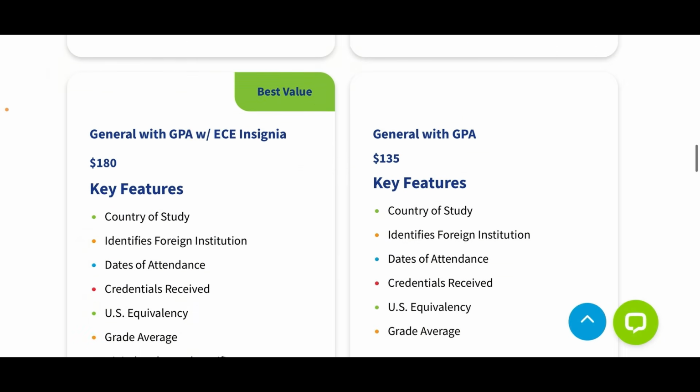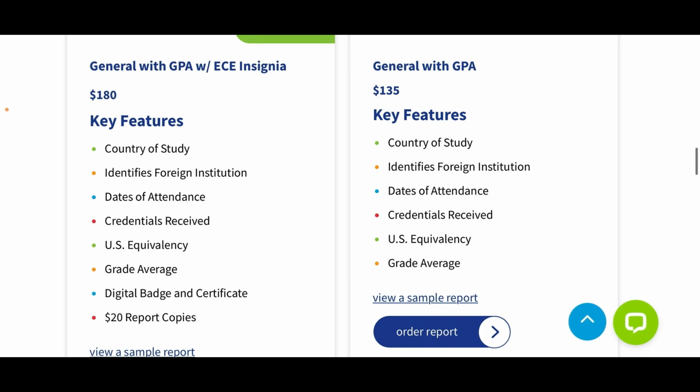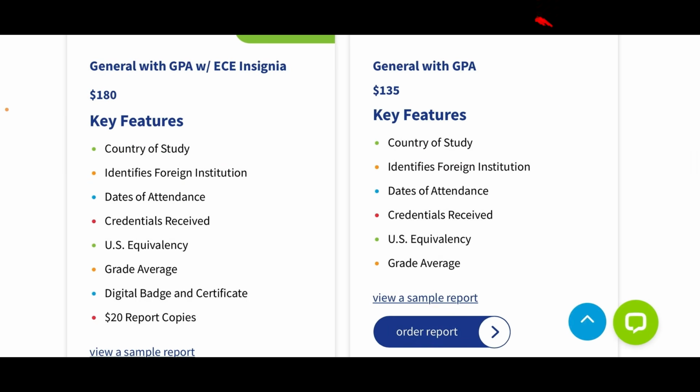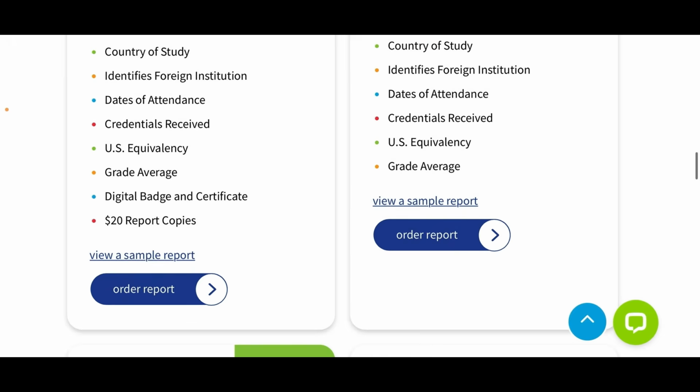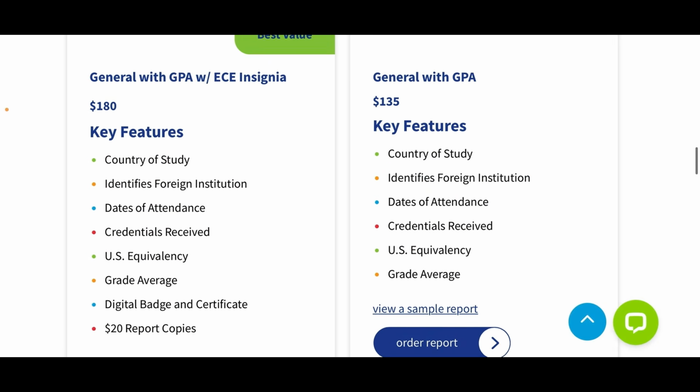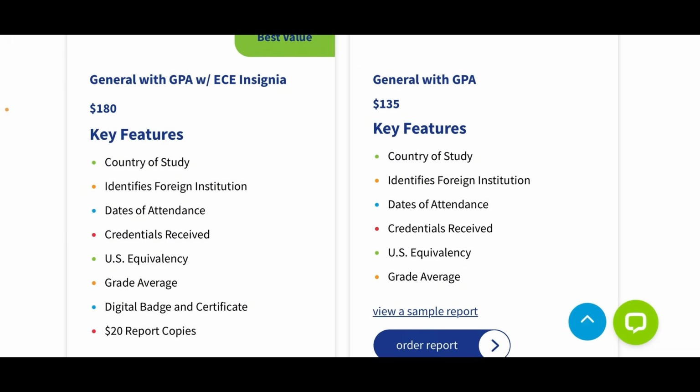Let's look at the other report types. You have general with GPA with the ECE insignia and general with GPA, right? With these, the differences are the same thing here. They give you a digital badge and a certificate along with $20 per report copies compared to the general with GPA without those two. All right, so I would say you would go with the general with GPA as well if you're looking to use this choice.